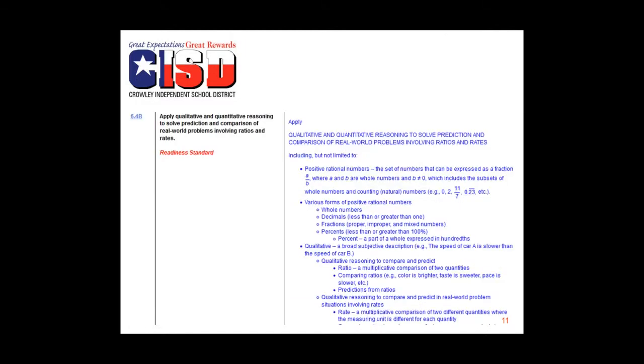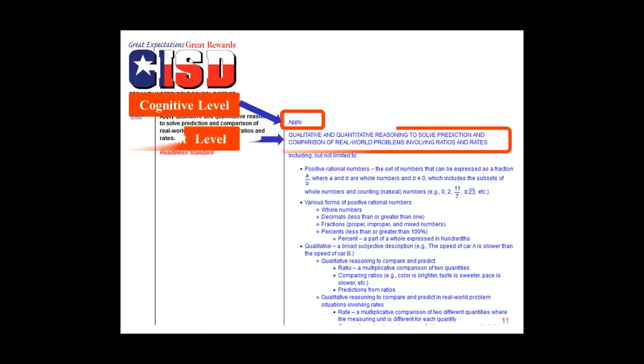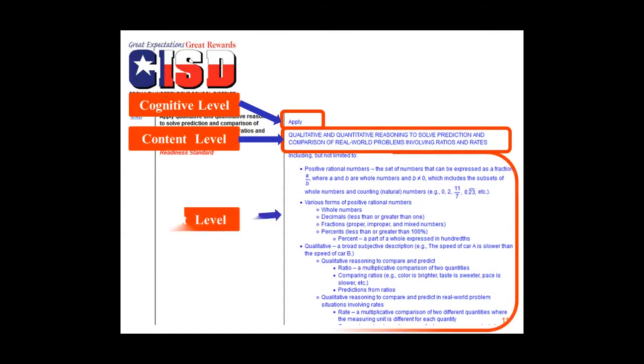Now let's focus specifically on the readiness standard 6.5B. As you can see, this is a readiness standard. When reviewing the standard, make sure to identify the cognitive level. These are the verbs that define what students will be able to do. The content level, which is the overall concept that students will learn and in what context it will be taught.